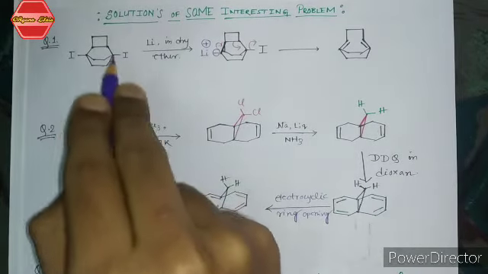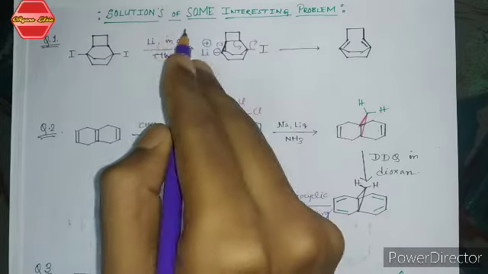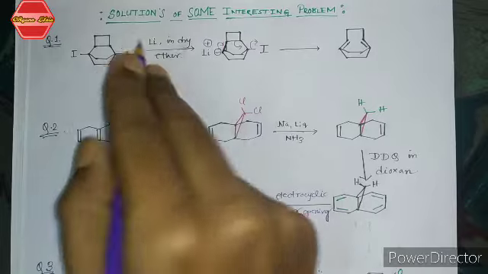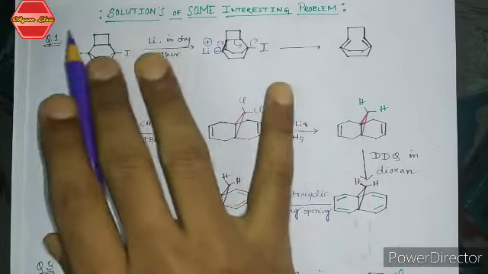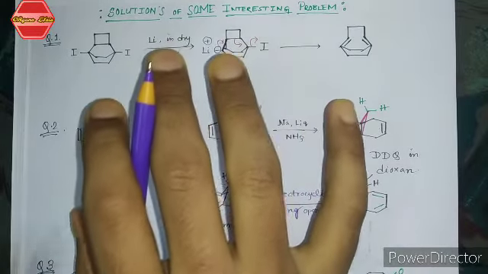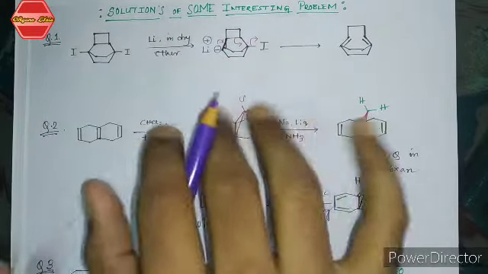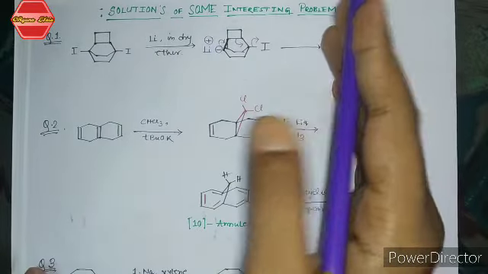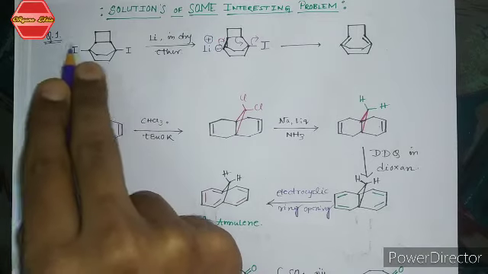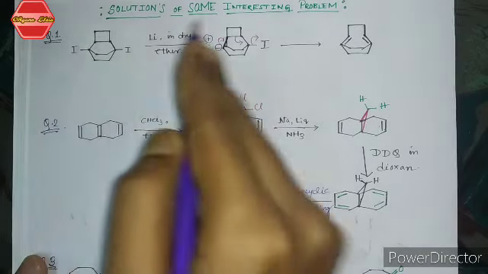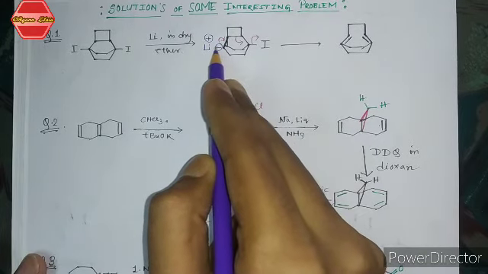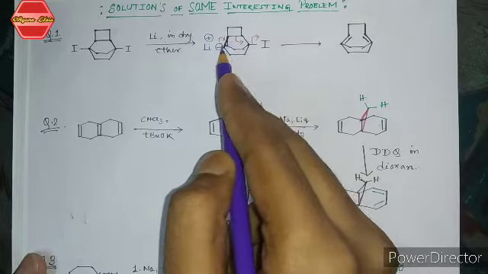You are given the structure like this, and the reagent is lithium and dry ether. What happens in this type of reaction? It is a metal-halogen exchange type of reaction. What is metal-halogen exchange? The lithium first exchanges with one of the iodines, so there is a bond of lithium, which is positive, and there is a negative charge over the carbon.